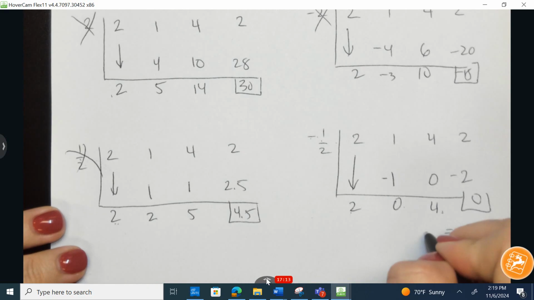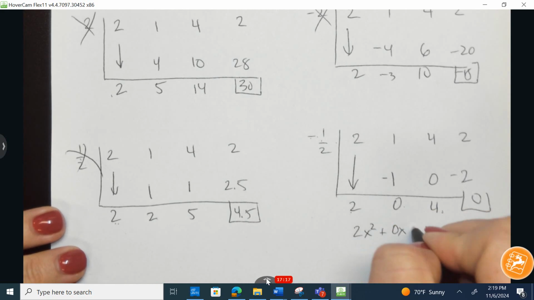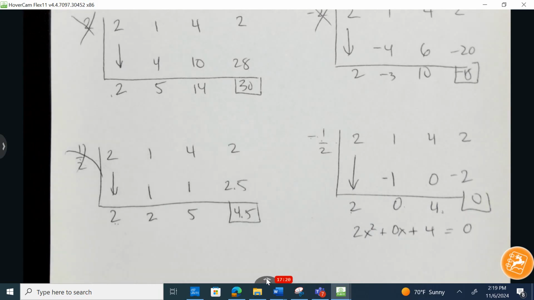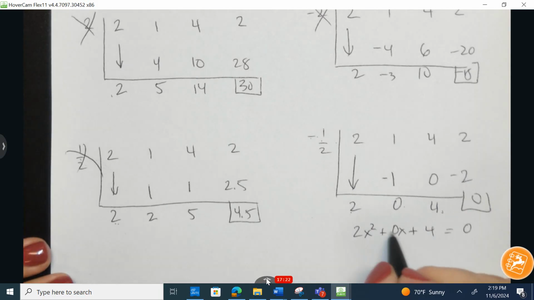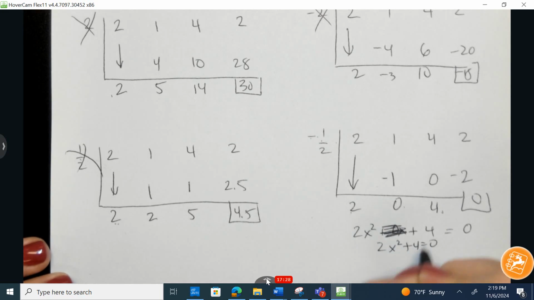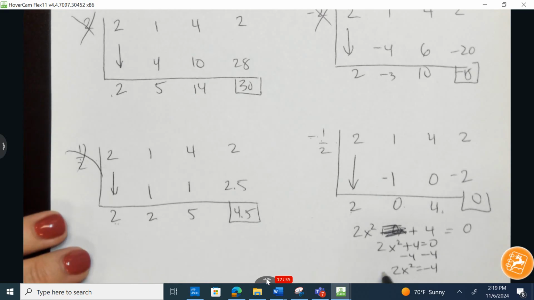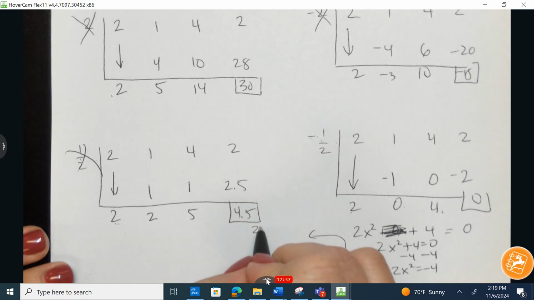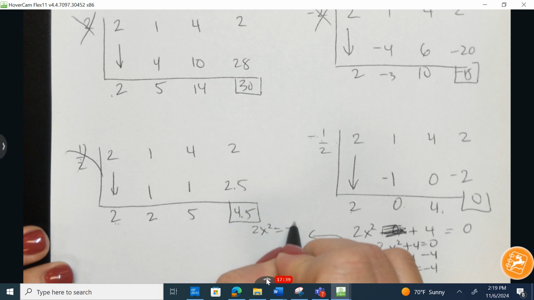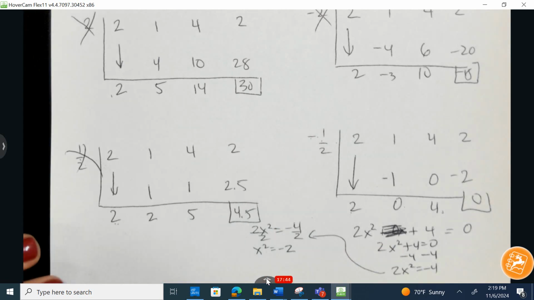Let's write this now. This has no x, 1x, and 2x. Now, this looks similar to the first example we did today in this video when there was no b value. So 0 times any number is 0. 2x squared plus 4 equals 0. I'm just going to use simple algebra to solve here. 2x squared equals negative 4. I'm going to bring it over here where I have a little more space to show you this. 2x squared equals negative 4. I'm going to divide by 2. X squared equals negative 2.